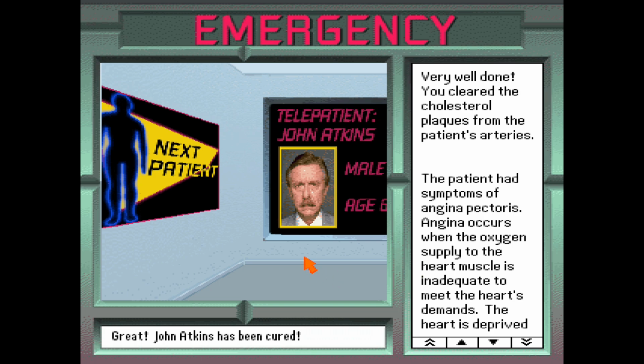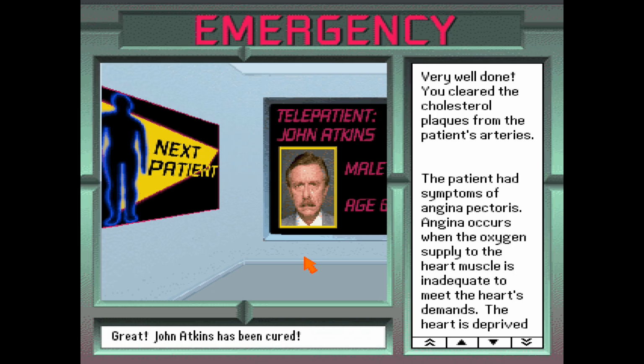Very well done. You cleared the cholesterol plaques from the patient's arteries. The patient had symptoms of angina pectoris. Angina occurs when the oxygen supply to the heart muscle is inadequate to meet the heart's demands. The heart is deprived of oxygen and the patient experiences pain.